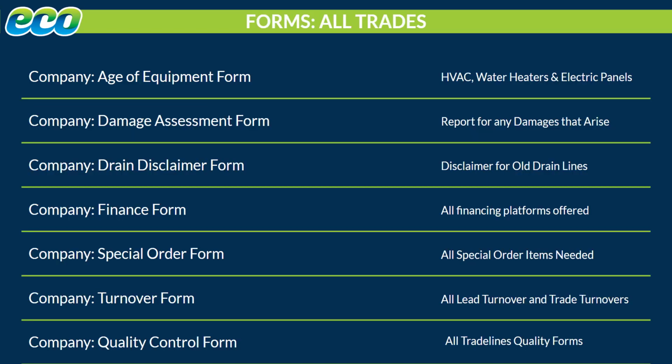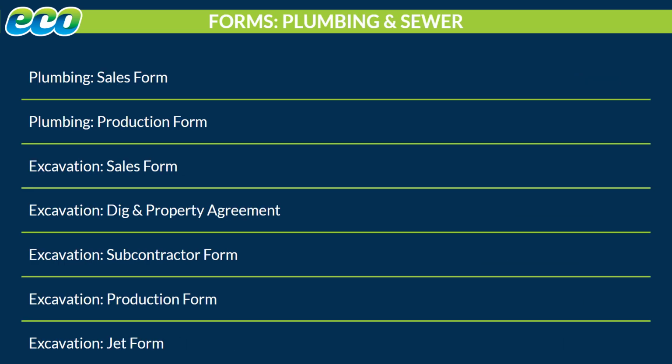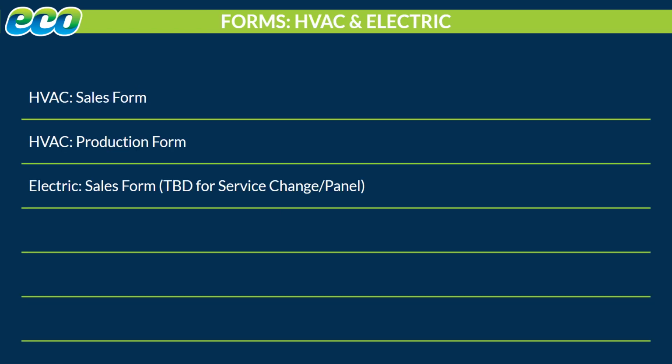Here's a list of all the forms that we have. So here you have the company forms that are listed, but you'll have a copy of this deck to refer back to. We have our plumbing and our sewer forms that we're going to list as plumbing and excavation, so you'll be able to find those quickly. And then we have our HVAC forms and then an electric form that we will be creating in the future.